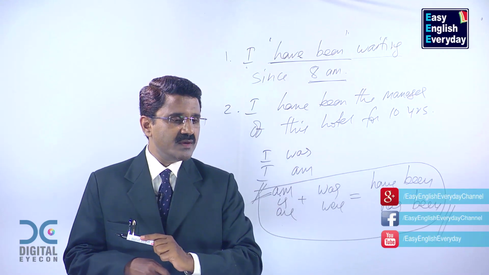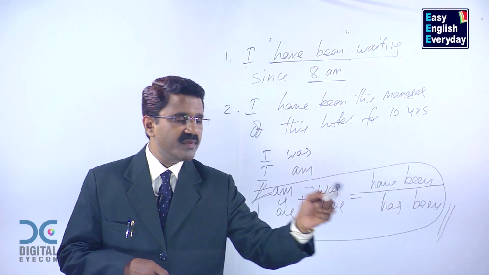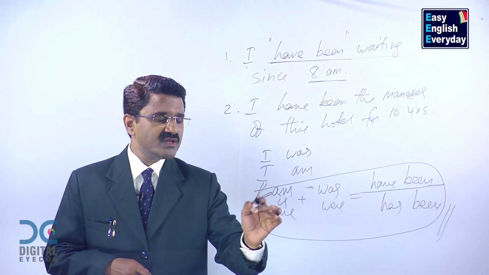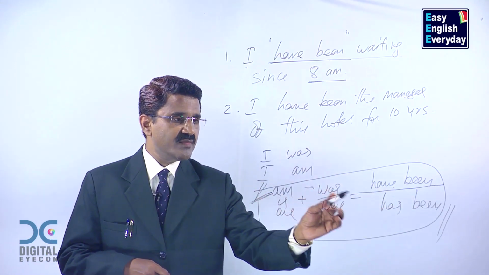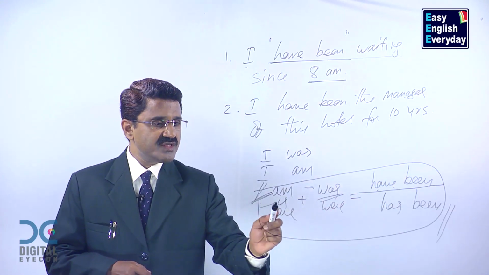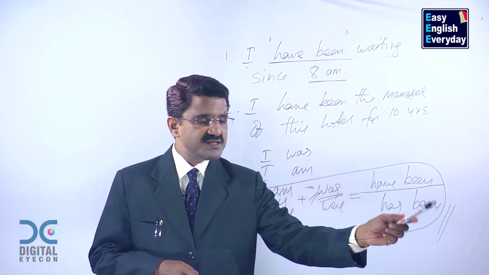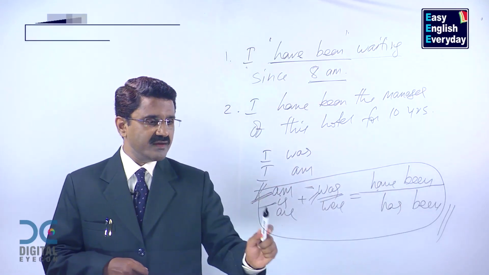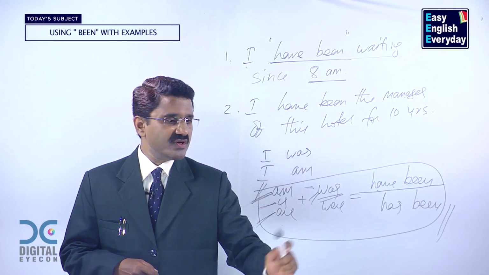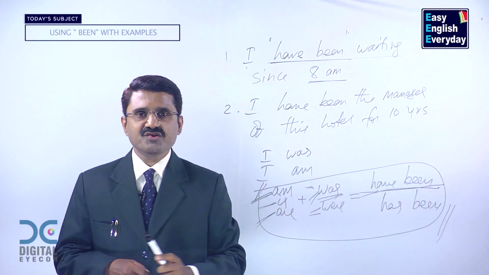I am a batsman. I was a batsman. I have been a batsman. I am good at maths. I was good at maths. I have been good at maths. She is a popular singer. She was a popular singer. She has been a popular singer. They are naughty children. They were naughty children. They have been naughty children.